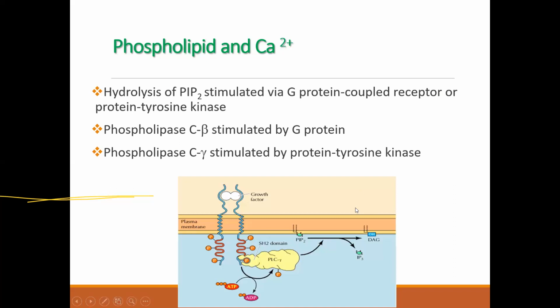There are two types of phospholipase C: phospholipase C beta and phospholipase C gamma. Phospholipase C beta is stimulated by G protein. However, phospholipase C gamma is stimulated by protein tyrosine kinase.